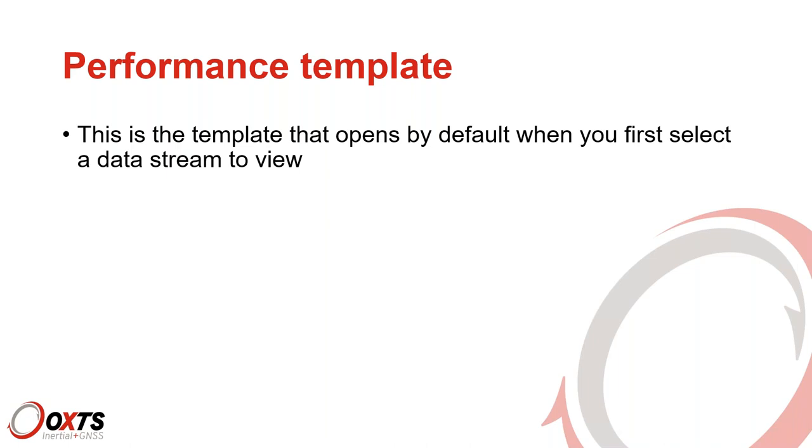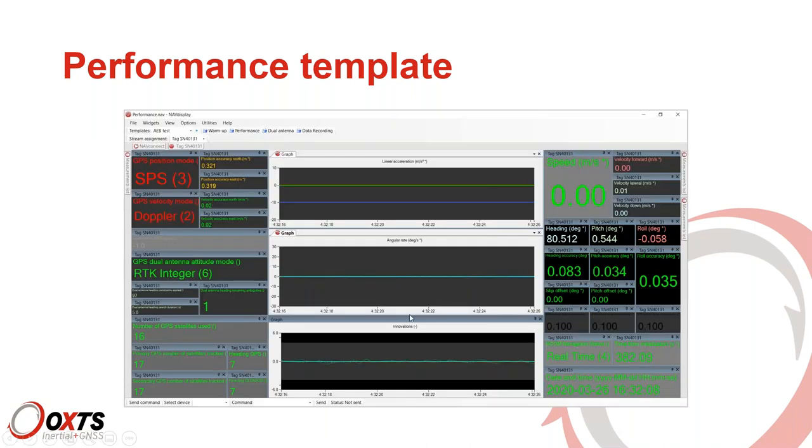So next is the performance template, which we went over a bit to begin with, but this is just the default. So if you are just wanting to monitor the system, this is an easy one to check that your position mode accuracy is correct, and the other accuracies you're happy with, as well as viewing that the accelerations and angular rates that are occurring are being reflected correctly by the unit.